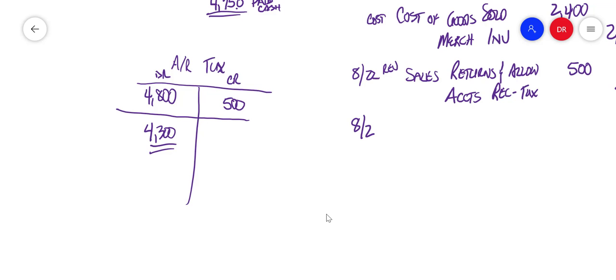So we receive cash of $4,300. And we credit accounts receivable, Tux, for $4,300.